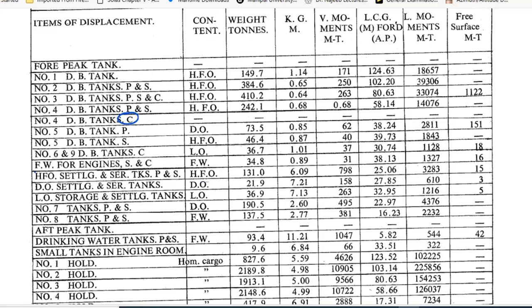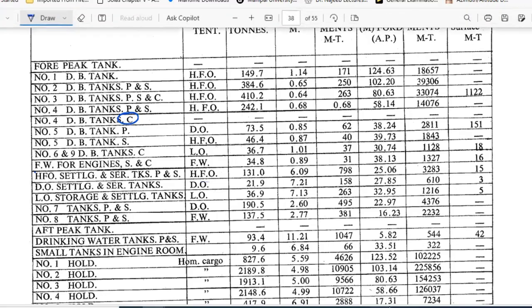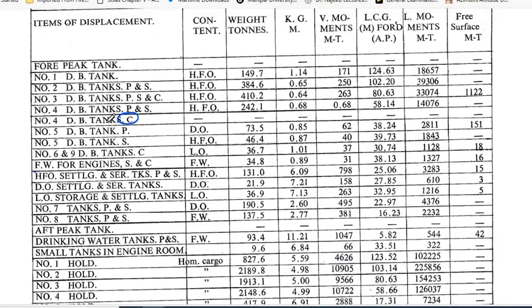If you work out that there will be lesser GM, and that's what we want. Actually, the GM should be more. Okay, so this is called error on the safer side. I think that in Captain Subramanian's stability question number 11, 12, or 13, he has already described this point. Have a look about this free surface effect and free surface correction.